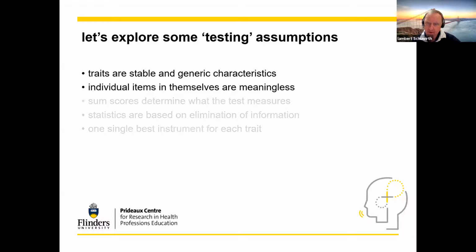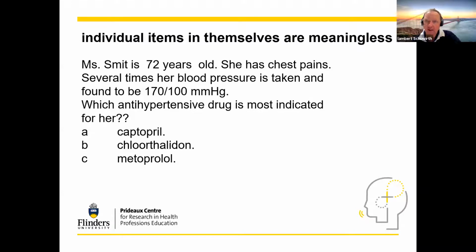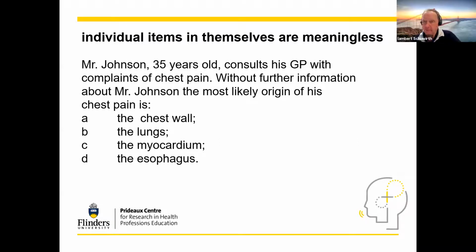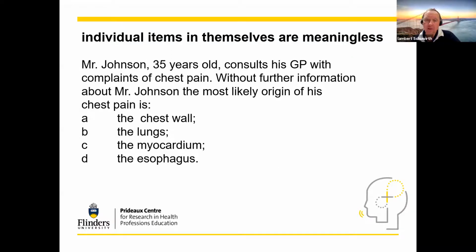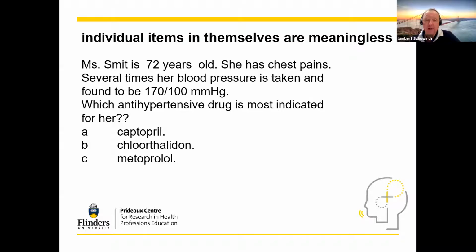The second corollary of what we do in testing is that we have to treat individual items in themselves as meaningless. Allow me to explain what I mean. If I have a multiple choice test on, let's say, internal medicine, and here's one item, and here's another item, and one student, let's say John, answers this item correctly and this item incorrectly, and another student, Jill, answers this item incorrectly but this item correctly, then John would get 0.5 on average and Jill would get 0.5 on average. I can live with that.